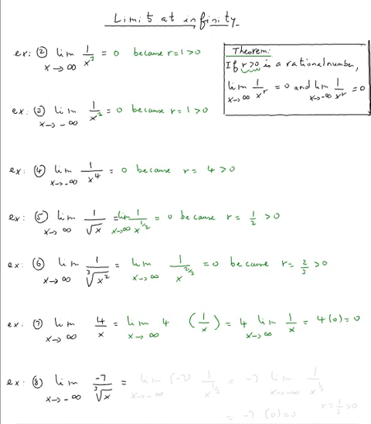Now same thing here. This is the same thing as the limit of negative 7 times 1 over x to the 1/3 as x approaches negative infinity, which is equal to minus 7 times the limit of 1 over x to the 1/3 as x approaches negative infinity. This is equal to negative 7 times 0, which is 0. Why? Because r is equal to 1/3, which is strictly bigger than 0. And that's it for these examples.